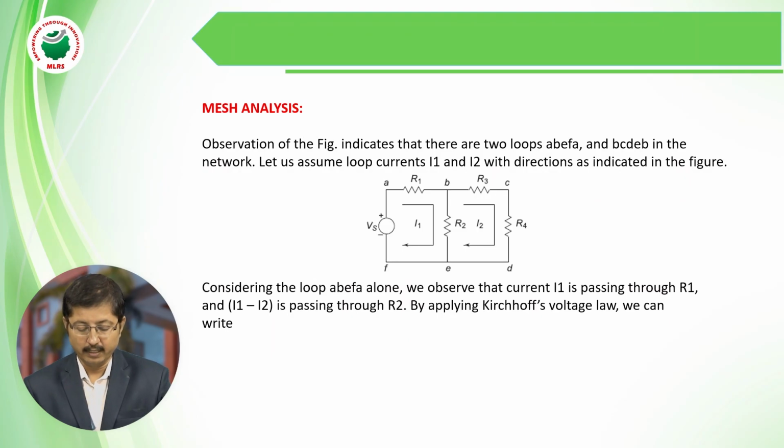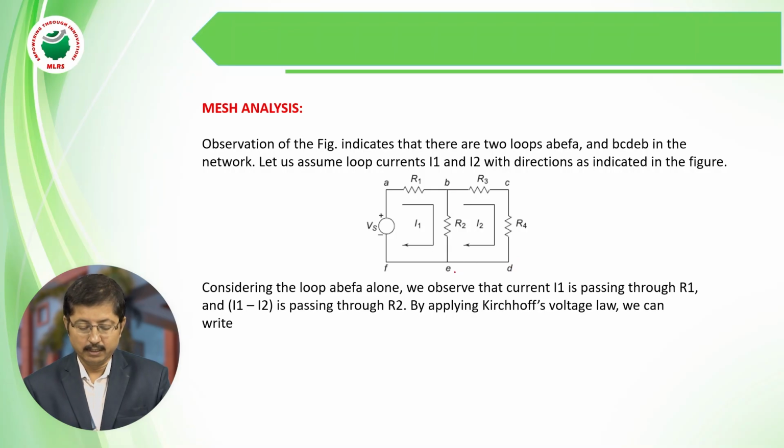So first we have to see here. This is a simple network that is given. Here I am going to indicate two loops first. I am starting from A: A, B, E, F, A forms one loop here, and B, C, D, E, B also forms one loop here.